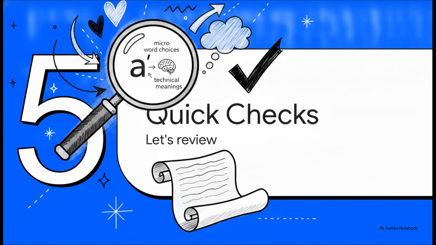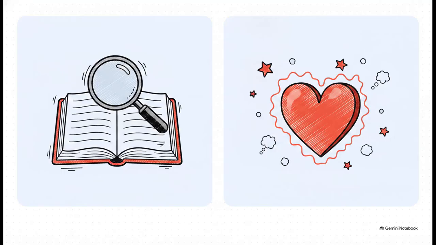Section 5. Quick checks for understanding. Before we wrap up, we need to clear up a very common misconception. You must be able to strictly separate a word's denotative meaning from its connotative meaning. The denotative meaning is just the strict, literal dictionary definition of a word. But the connotative meaning, that refers to the suggestions, associations, and emotional responses that surround that word. And it's those emotional connotations that actually build the tone of a text.